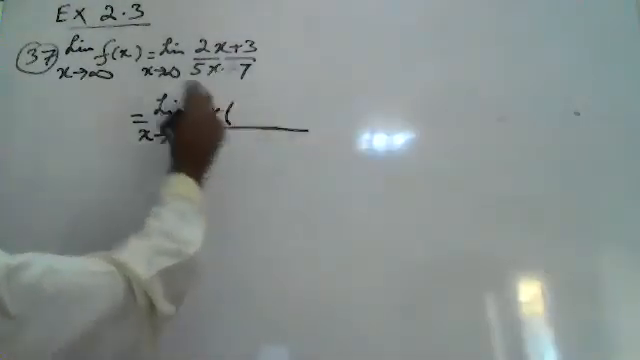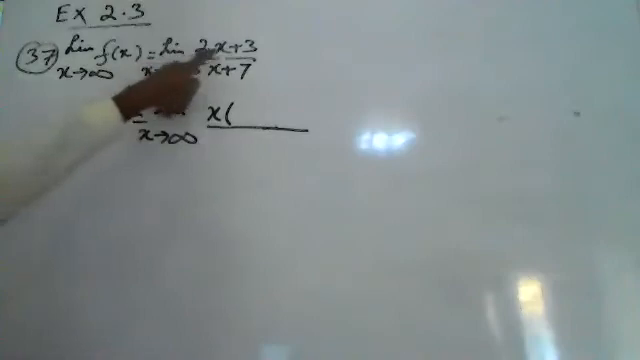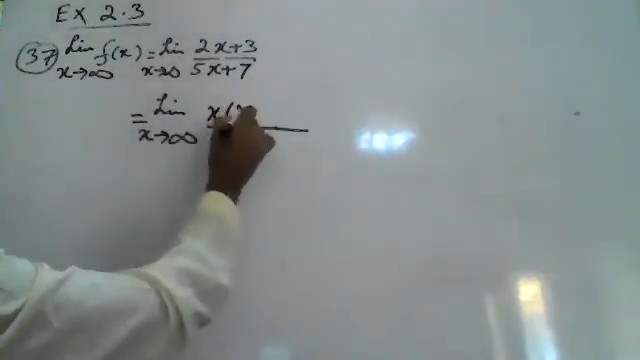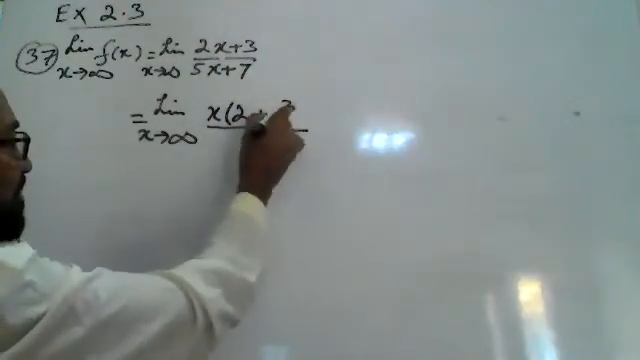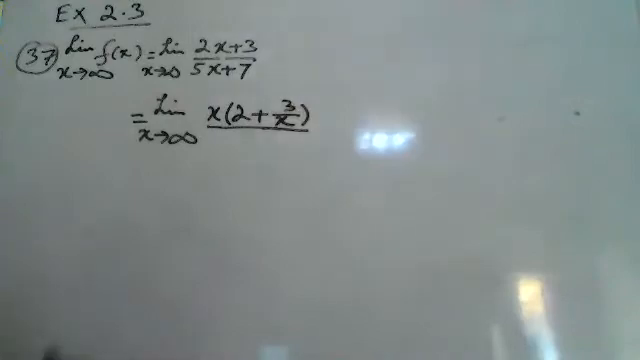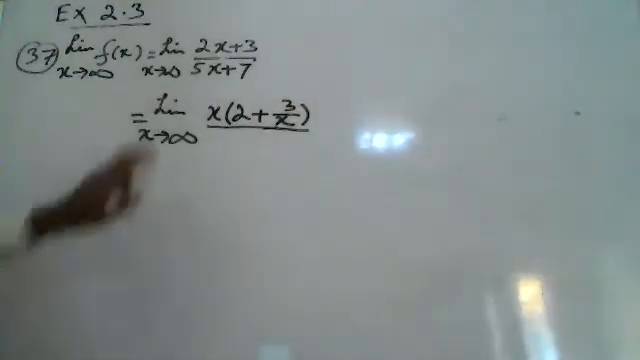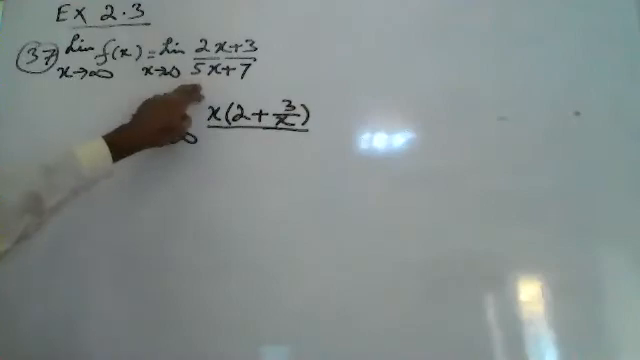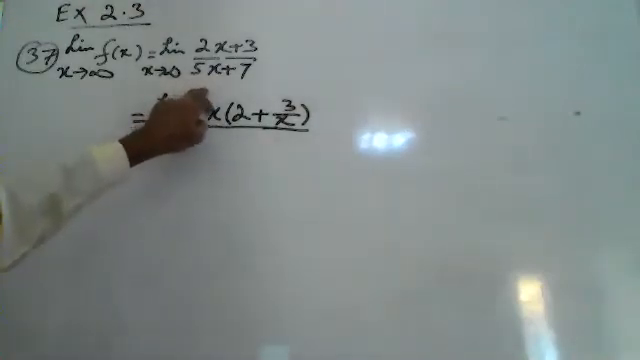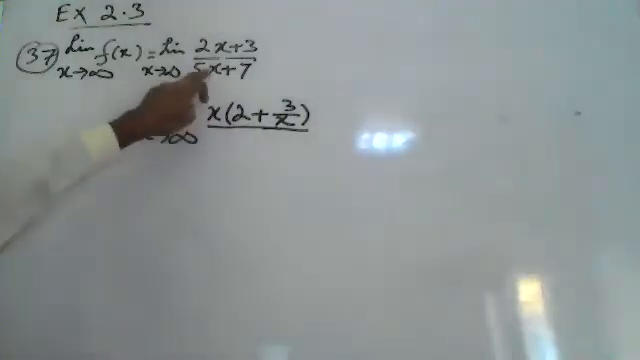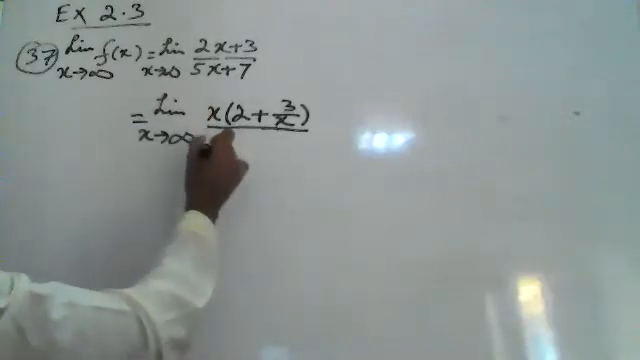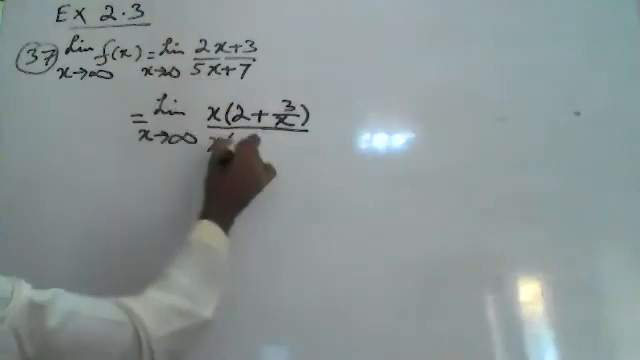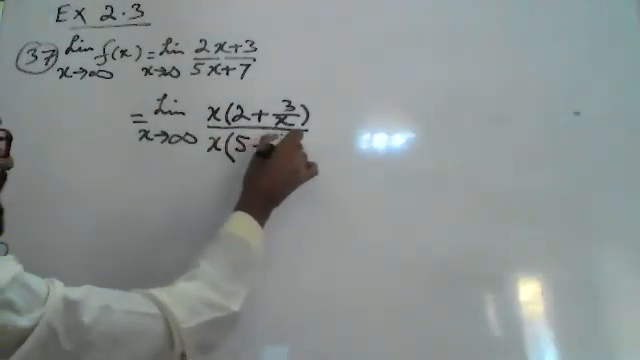What will be inside? When we divide by x, 2x divided by x, the answer will be 2. When 3 is divided by x, it will become 3 over x. In the same way, from the denominator also, we will take the maximum power of x common. Here the maximum power of x is 1, so we will take x raised to power 1 common. Inside will be 5 plus 7 over x.